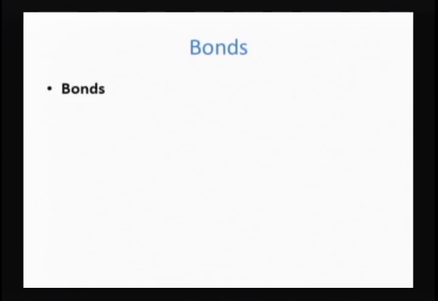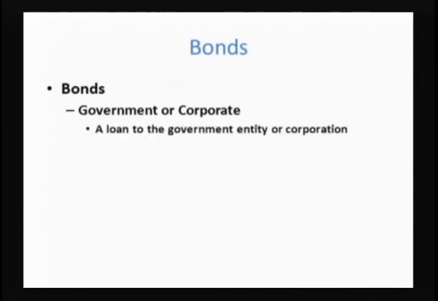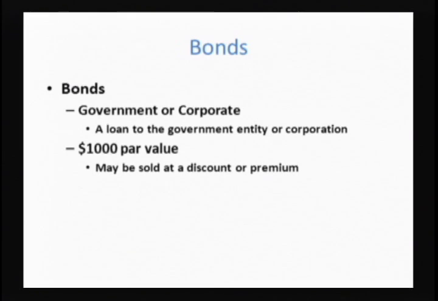Let's look at bonds. We have government bonds and we have corporate bonds. Bonds are actually a loan to the government entity or to the corporation. Bonds are considered to have a $1,000 par value. That means when the bond matures, the company will pay $1,000. Why is that important? Because bonds may be sold at a discount or a premium. The bond is worth $1,000, but that doesn't necessarily mean that we're buying it for $1,000.